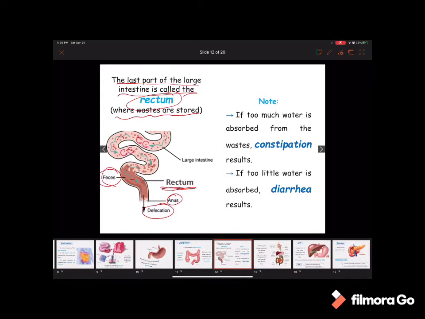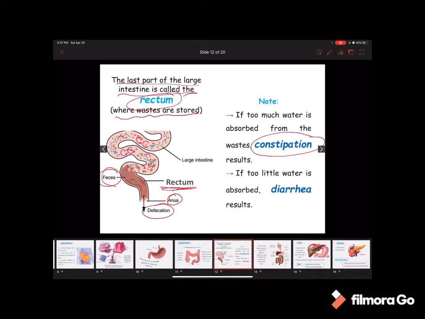So like I said, the large intestine plays a major role in absorbing water. So when this large intestine absorbs a lot of water, what's going to happen? These feces are going to be very dry because the large intestine took a lot of water out of them. So we will suffer from constipation. We will have a hard time using the bathroom. And when we are using the bathroom, we're going to feel so much pain to release these feces.